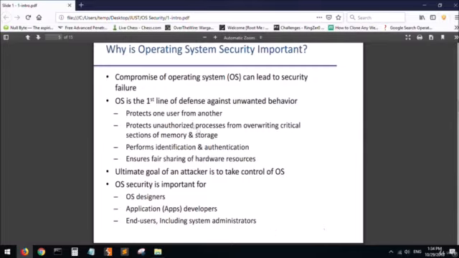Why is operating system security important? Of course, if the operating system is down, the whole thing is down. Why? Because it is the first line of defense against any unwanted behavior. It protects one user from another, and protects against unauthorized processes overwriting critical sections of memory and storage. And this is very important.